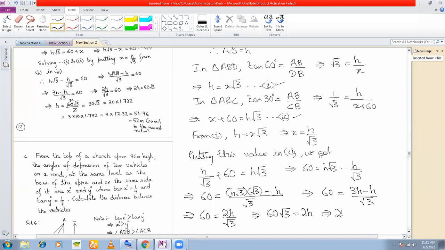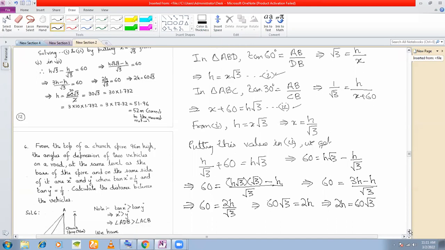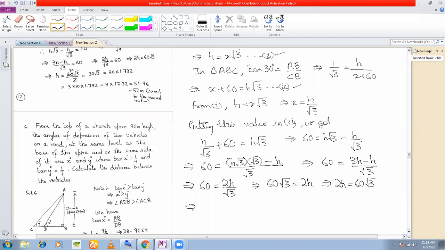Means you get 2h is equal to 60 root 3. Now you can find out the value of h by dividing both sides by 2. H is equal to 60 root 3 divided by 2, so we're getting 30 root 3. Now because we need to find out the answer correct to the nearest meter, we shall convert root 3 to a decimal. So 30 into 1.732.